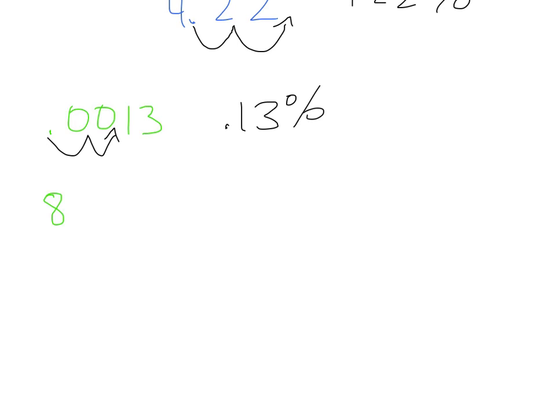Now how about 8? Well, where's 8's decimal? Remember, if we don't see it, it's hidden or invisible right there to the right. So how do I make that into a percent? Still move it 2 places to the right, and I now have 800%.